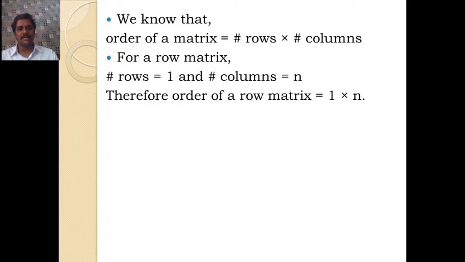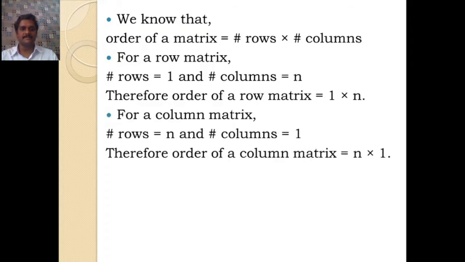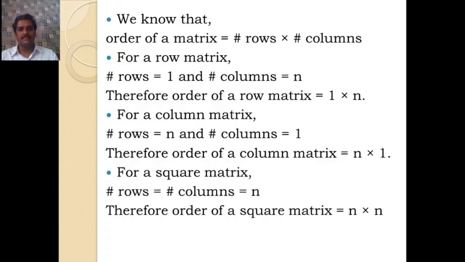And for a column matrix, number of rows equals n and number of columns equals 1. Therefore, the order of a column matrix is n by 1. And for a square matrix, number of rows equals number of columns equals n. Therefore, the order of a square matrix is n by n.